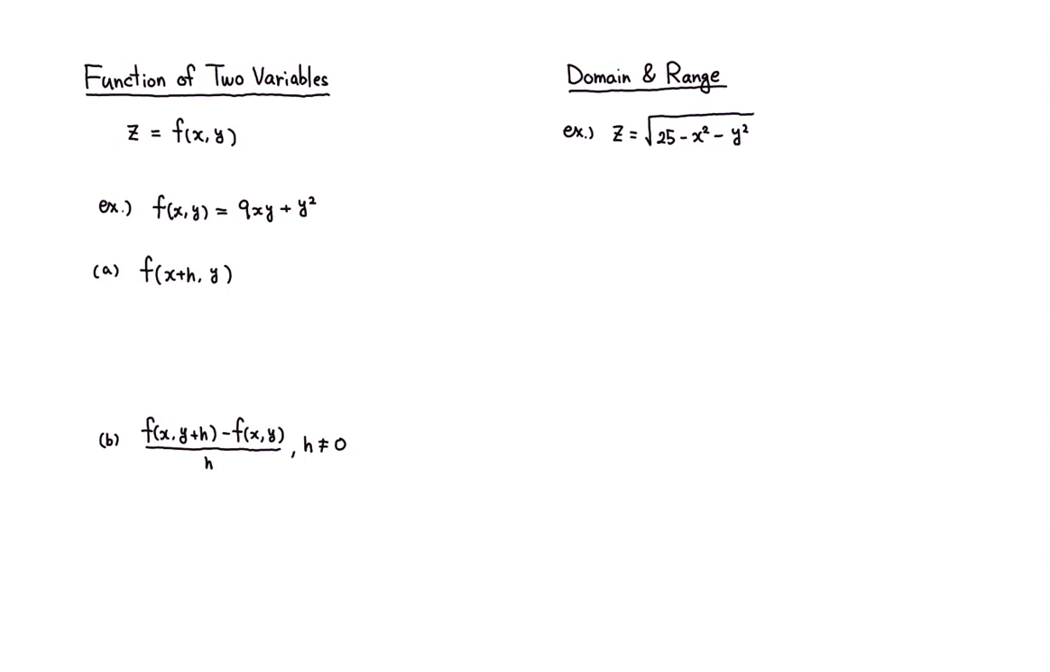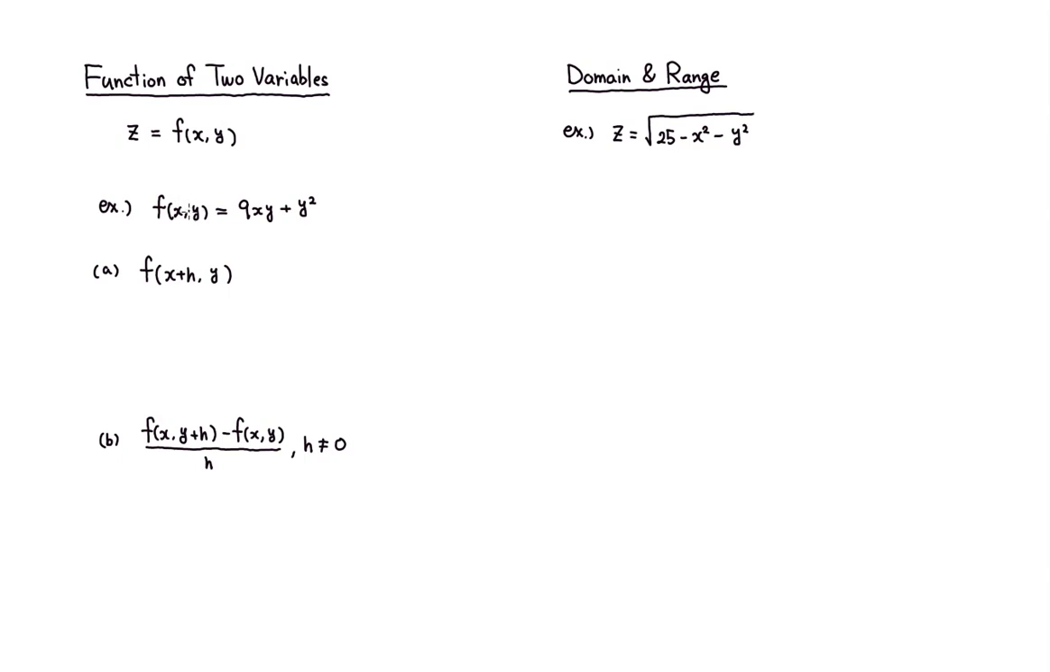All right, let's look at the function of two variables. Just like a function we've been dealing with, it's just going to depend on two variables instead of one. The notation is typically z is equal to f of x comma y. Let's dive right into an example. It's probably just easier to go through an example.